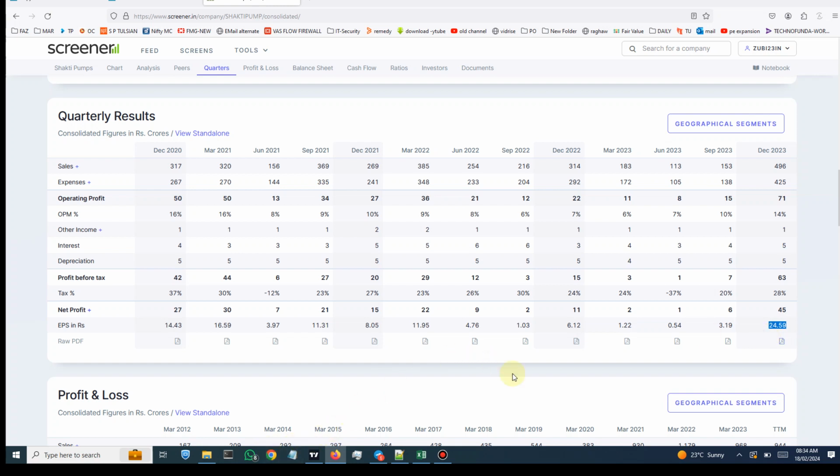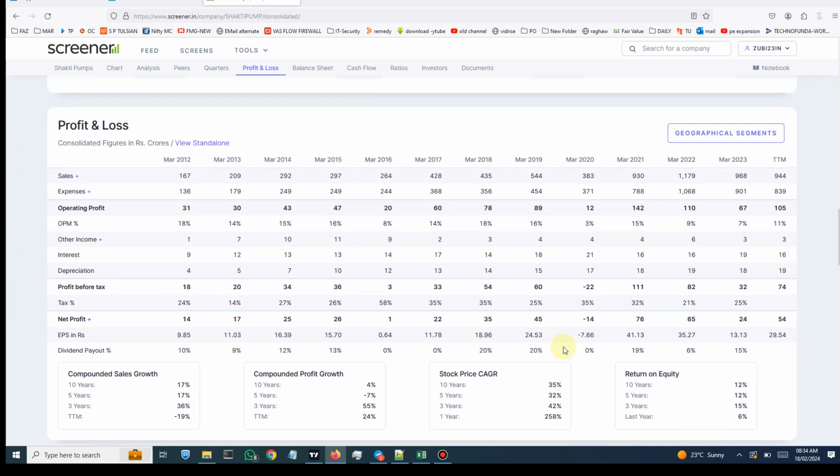Now let's look at the yearly results, what the company is doing on a yearly basis. Now see, till March 2020, the results were around 300 crores, 500 crores. So 500 crores were the maximum sales which the company had seen on a year basis. So things started changing after 2021. After 2021, we saw it posted 930 crores, then in 2022, 1179 crores, then 968 crores.